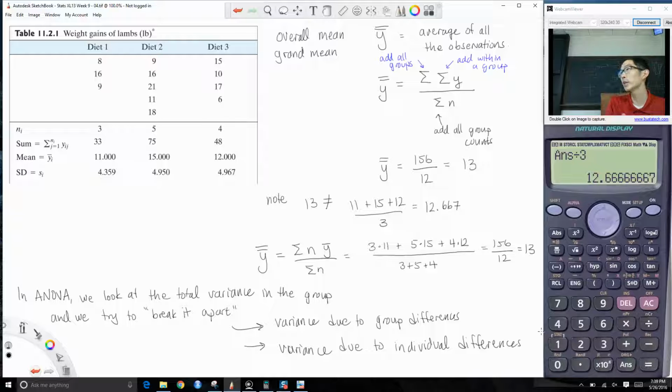And that might contribute to also why the lambs gained different amounts of weight. And so we're going to try to break apart the total amount of variance into parts that are because the lambs were on different diets, plus also the fact that there are individual differences, okay? You imagine a child asking, why are some people tall and why are some people short? We can just say, well, everybody's different, and that's why some people are tall and some people are short, okay?